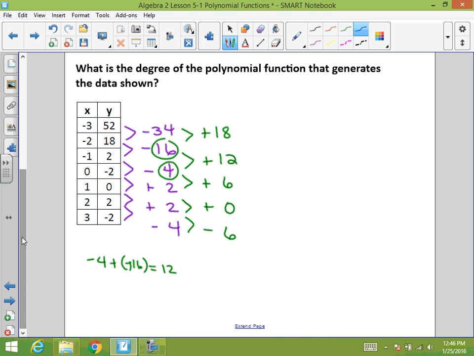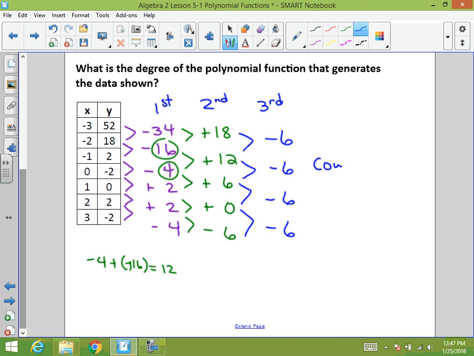Let's go to the third one. 18 to 12, 12 to 6, 6 to 0, 0 to negative 6. To get from 18 to 12, I'm going to subtract 6. From 12 to 6, I'm going to subtract 6. From 6 to 0, I'm going to subtract 6. And from 0 to negative 6, I'm going to subtract 6. We finally have a constant difference. This was my first set of subtractions. This was my second set of subtractions. This was my third set of subtractions, which means this could be a third degree or cubic polynomial function.